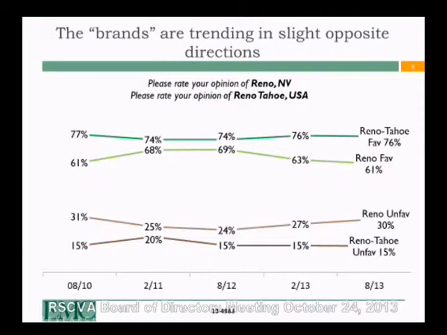Reno Tahoe USA has continued to stay very, very strong, 76% favorable. Reno, though, has gone 61, 68, 69, 63, 61, so it's trending in the other direction. And the Reno unfavorable has been trending up, whereas for Reno Tahoe USA the unfavorable has been trending down. So the two brands are trending in opposite directions. We want to keep in mind that while Reno Tahoe USA gets more popular, it doesn't necessarily support the Reno brand, which is what we had hoped, and we want to make sure that in the future it does.